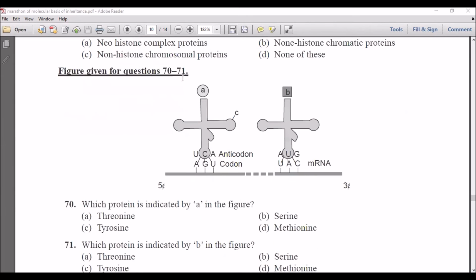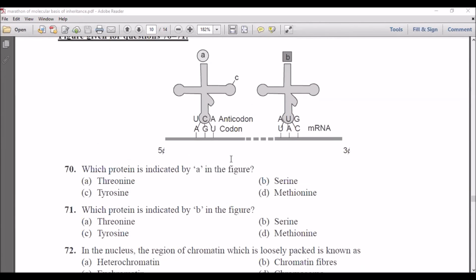Now this is the figure given here, and we have to answer certain questions which are related to this figure. First question is, which protein is indicated by A in the figure? Threonine, serine, tyrosine, methionine. Now we can see from the figure that A is indicated by this tyrosine.